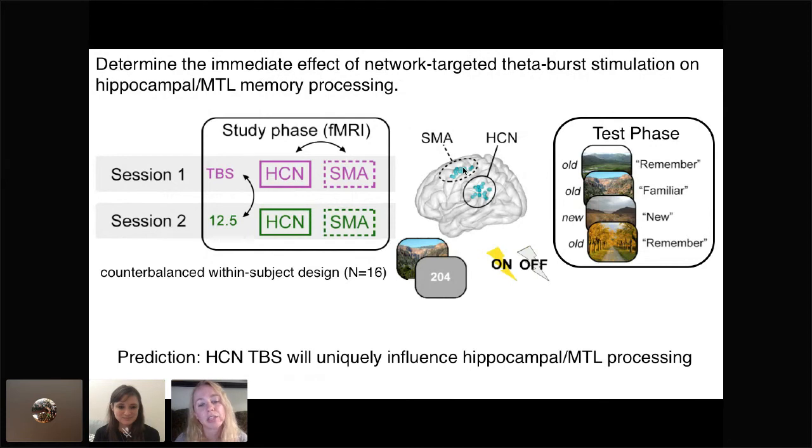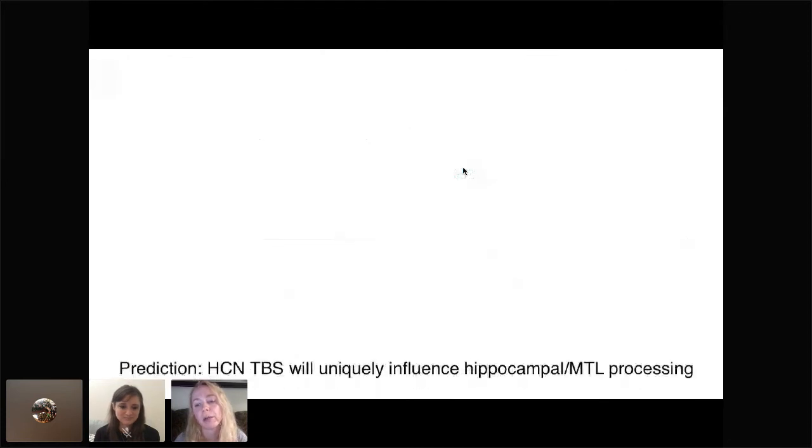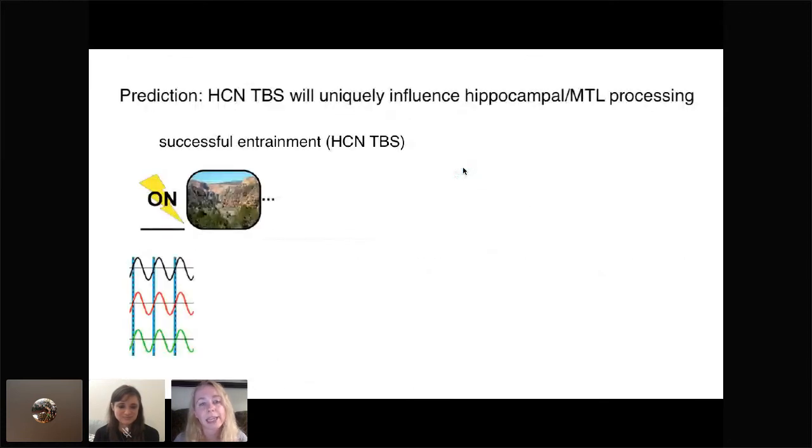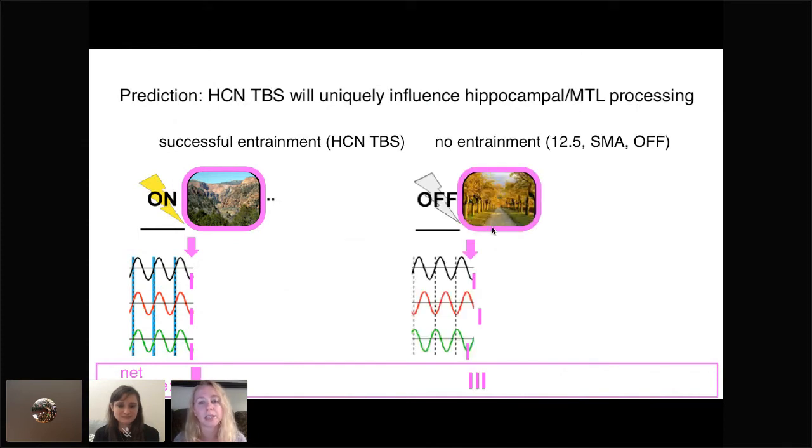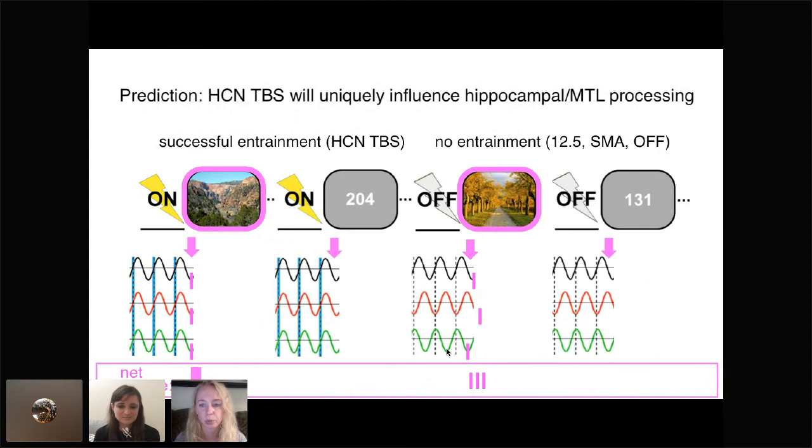We predicted that HCN TBS would uniquely influence hippocampal MTL processing. The idea here is that HCN TBS would cause successful entrainment in the hippocampus, so there was an in-phase, or phase locking, within the hippocampus, so that when the scene turned on and the BOLD response would be activated, it would all be in phase. Whereas scenes that were not entrained due to the control conditions would not have that same increased power. Numbers would not really care if they were entrained or not, because there wouldn't be a strong hippocampal activation.